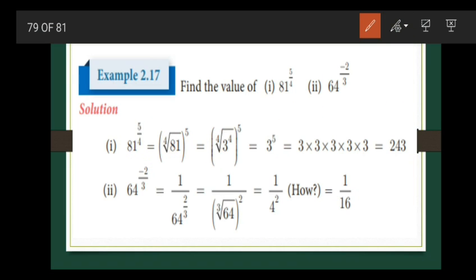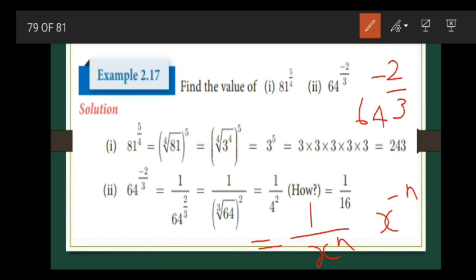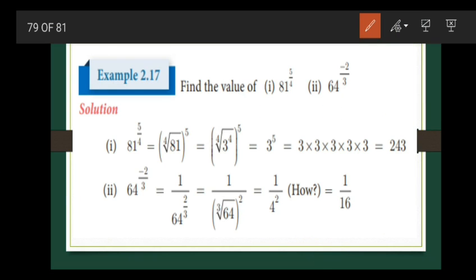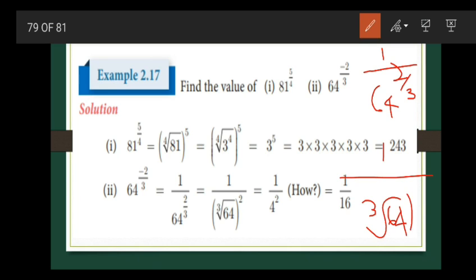Now see the second one, 64 to the power minus 2 by 3. I have told you x to the power minus n is equal to 1 by x power n. So we have to take 64 to the power minus 2 by 3 as 1 by 64 to the power 2 by 3, which is 1 by the cube root of 64 square.